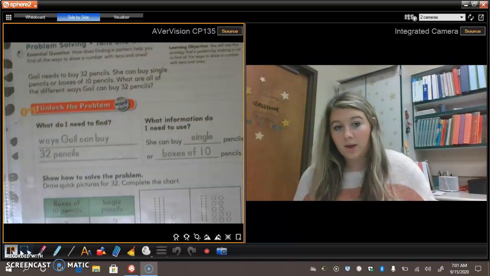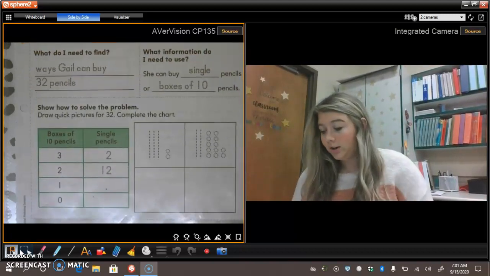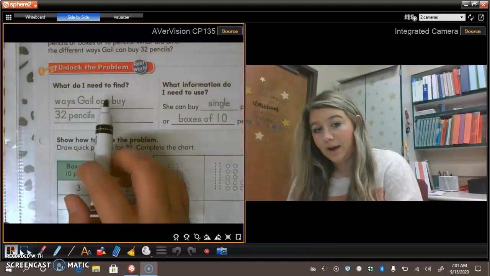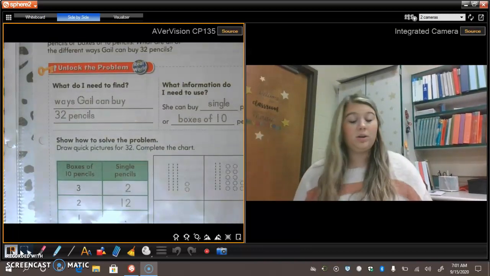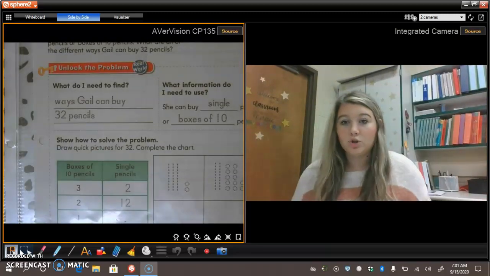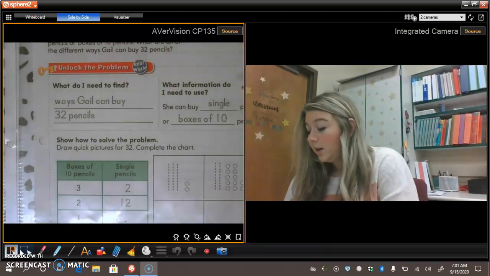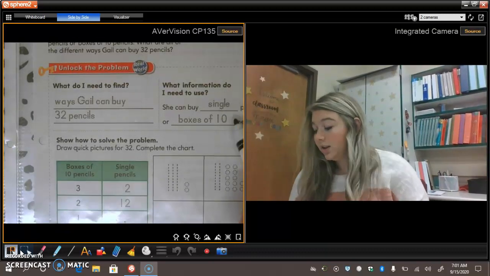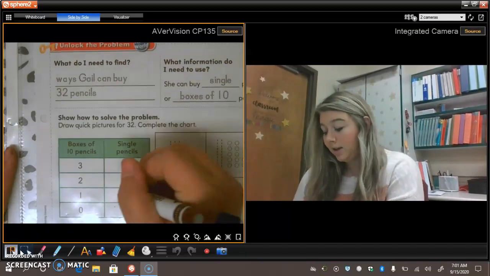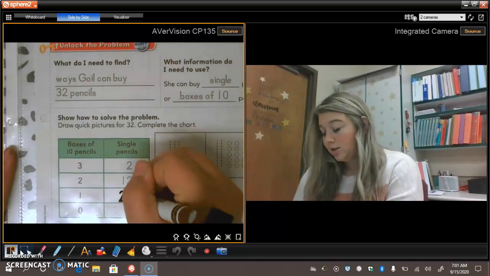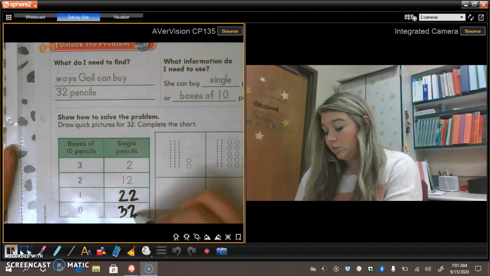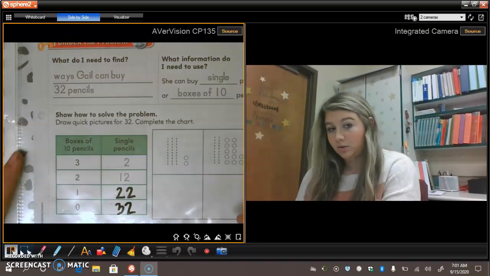Once again, we are on page 49, and it says, what do I need to find? Ways Gail can buy 32 pencils. So you can copy this chart down on a separate sheet of paper, and that's how we found out different ways she can buy 32 pencils. And what information do you need to use? Single pencils and boxes of 10. So now what you'll do is just copy in the chart that we just made together. So it's going to have 2 blanks, and you'll need to fill in those numbers.